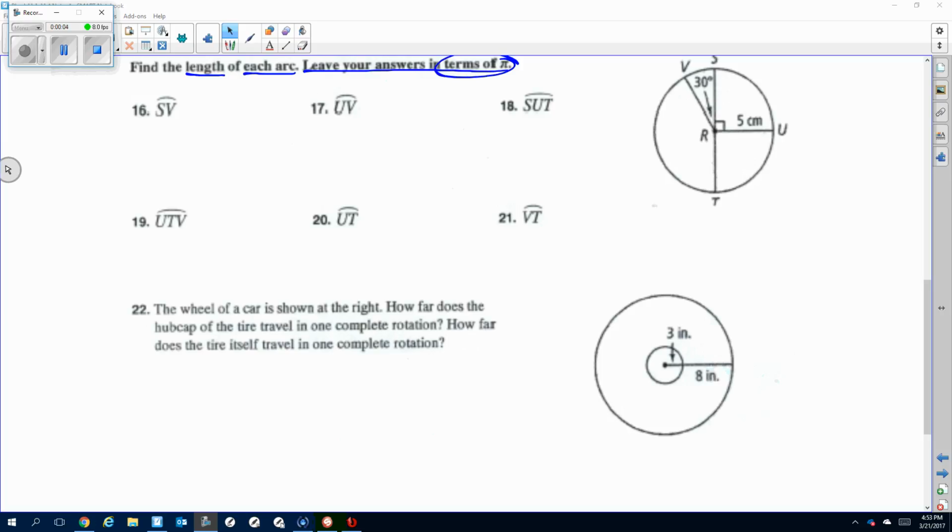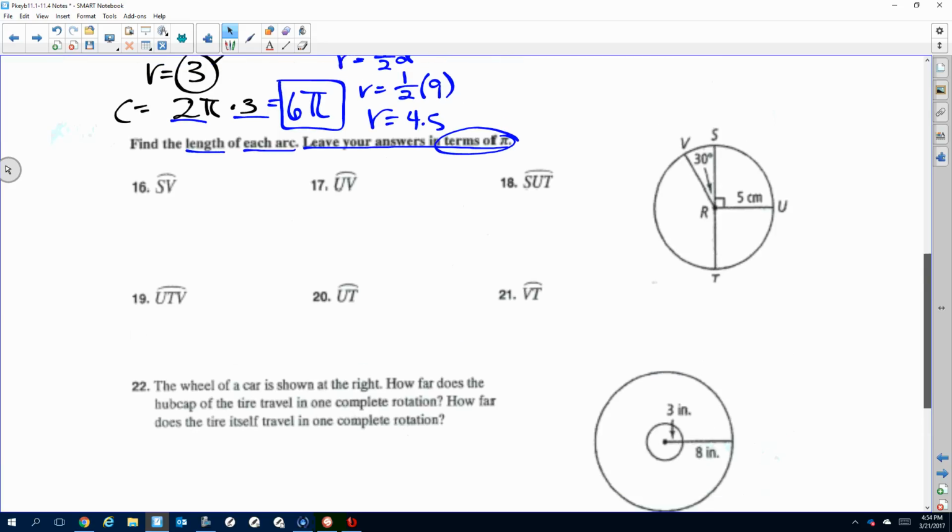For this last section, I've underlined the keywords. You need to find the length of each arc. Leave your answer in terms of pi. Alright, so there's two ways we can do that. And I'm going to put the formula to help you do that over here on the side margin.